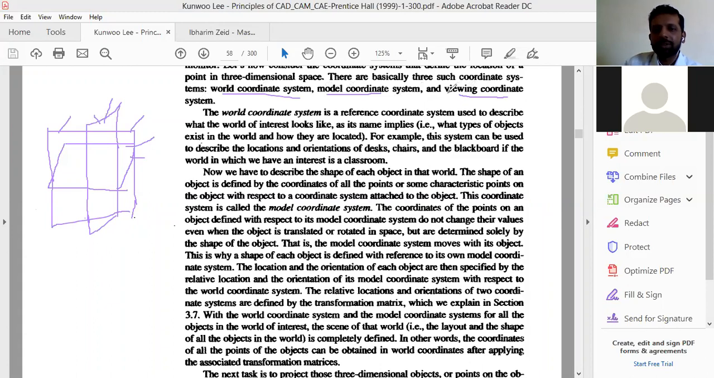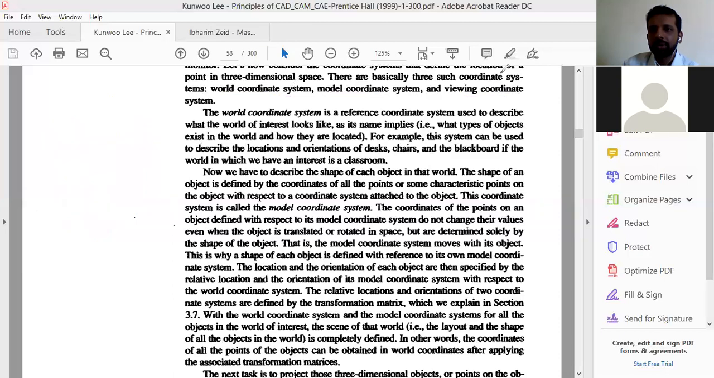The viewing coordinate system, to understand in simple terms, is that whatever is being drawn using this model coordinate system has to be displayed onto the screen. So it has to be adjusted to the screen size. So there comes this viewing coordinate system. When we take a look at all these three, how are they actually going to look?